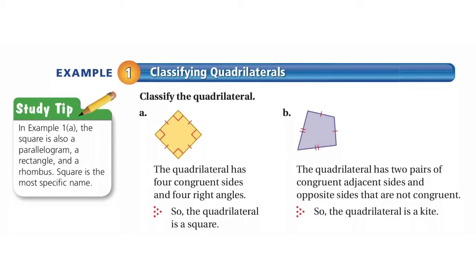For part B, that quadrilateral has two pair of congruent adjacent sides, and the opposite sides are not congruent. So you've got yourself a kite, a pretty purple kite.